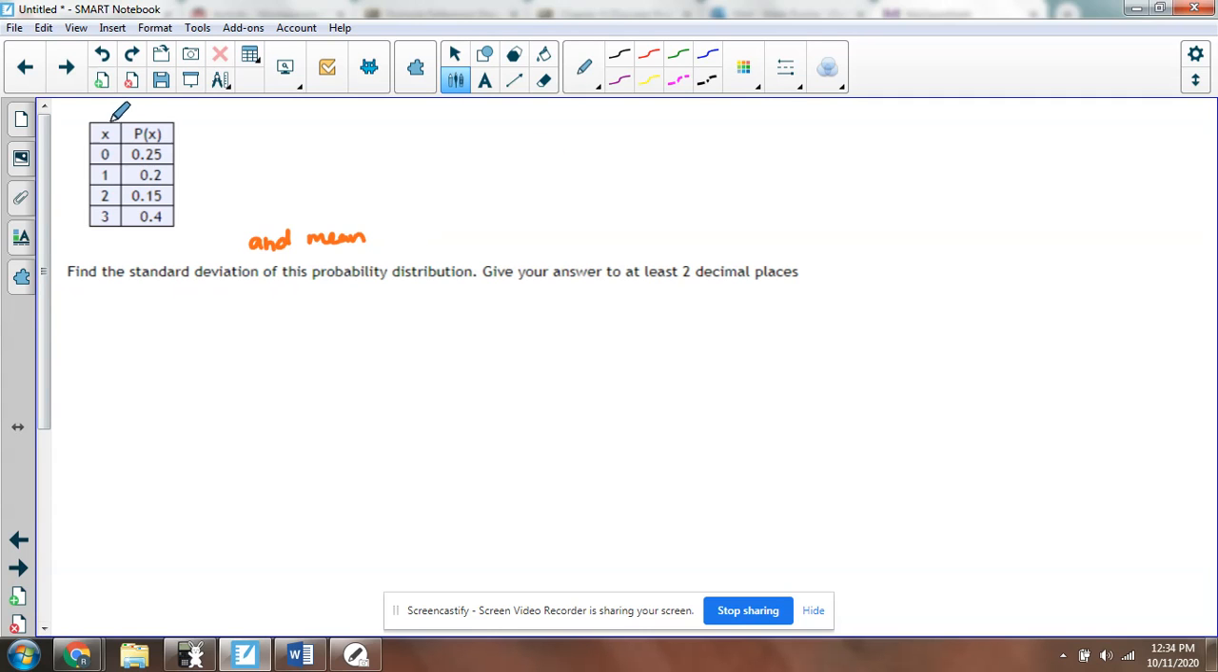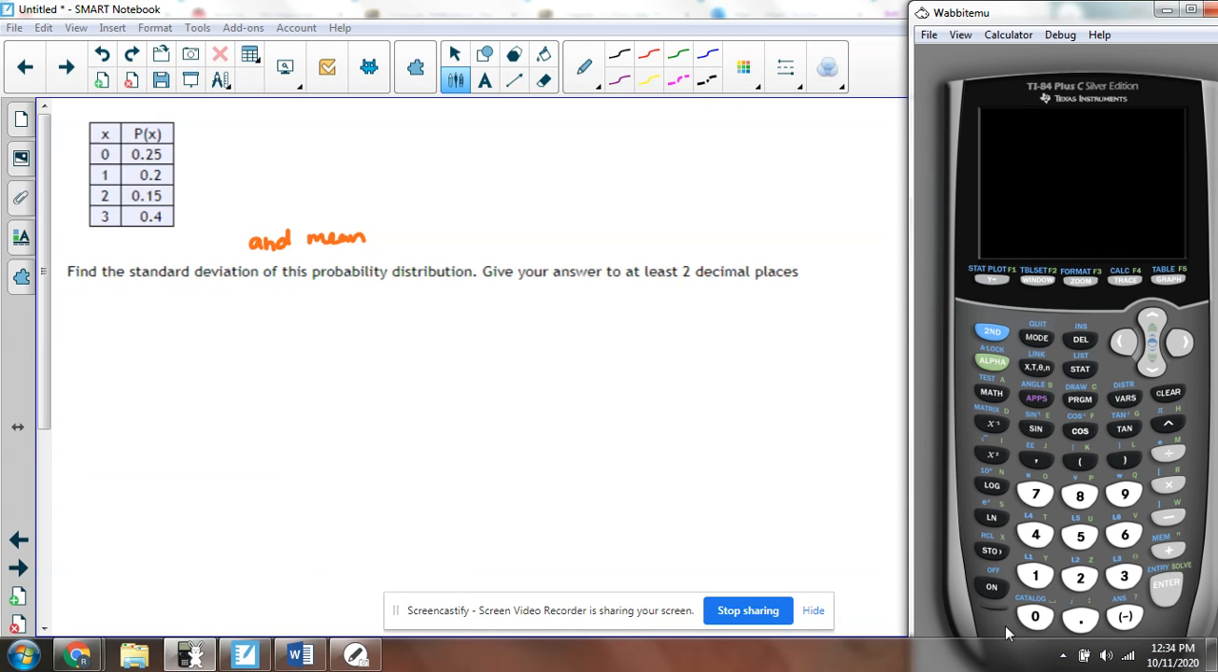So whenever we're given a list like this with our x values and then the respective probabilities of each x value, the best way to go about this is just to use the calculator to calculate both of these things, okay? Standard deviation is very difficult to do by hand. So whenever you're asked to find that, you don't know the exact distribution, like you don't know it's normal or binomial or something like that, always use the calculator.